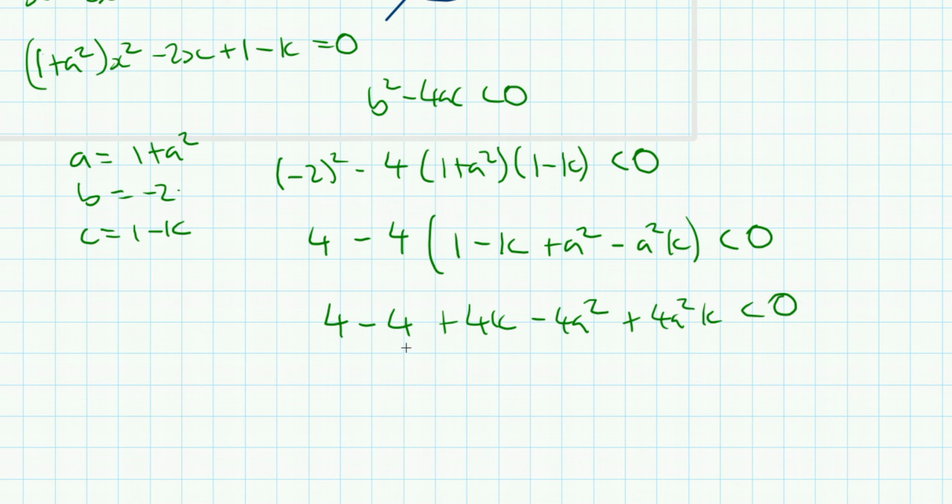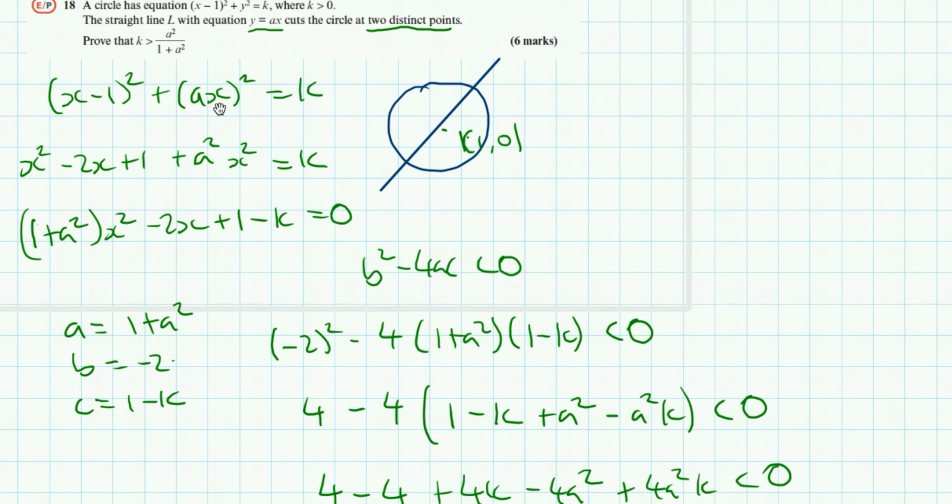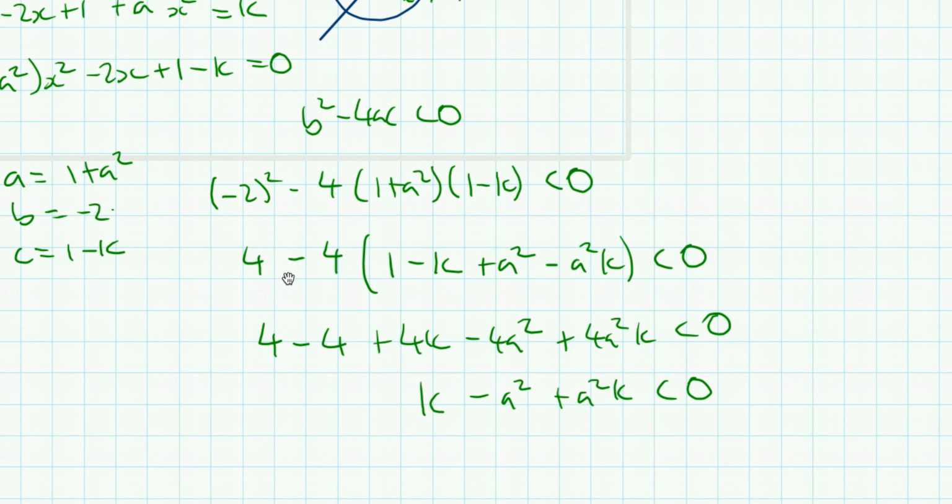From here, we can factor our equation. First of all, 4 minus 4 is 0. Then notice that the remaining terms all have a factor of 4, so we can divide through by 4 and cancel it. We're left with k minus a squared plus a squared k. Now, if we look back at what our goal is, always look back if you're not sure, we want to ensure that we have k as the subject of our formula.